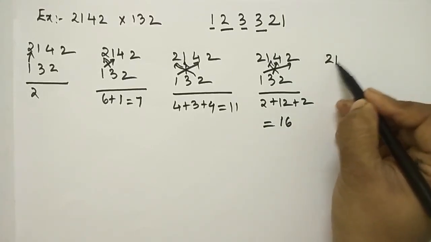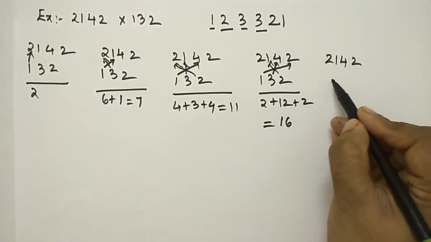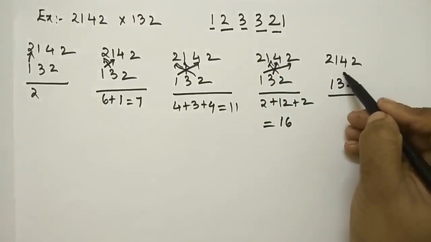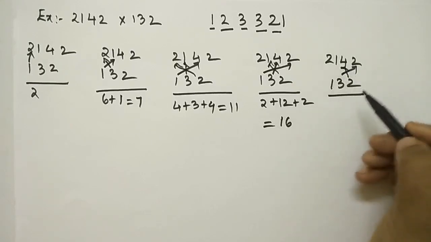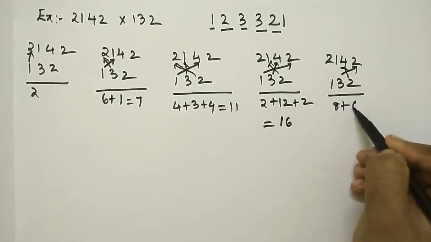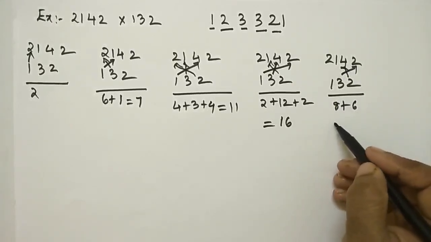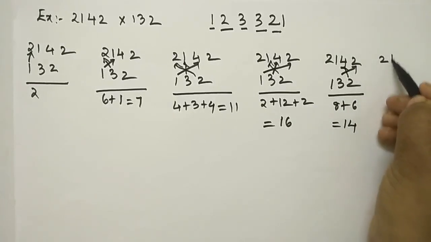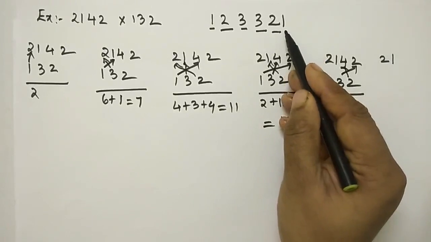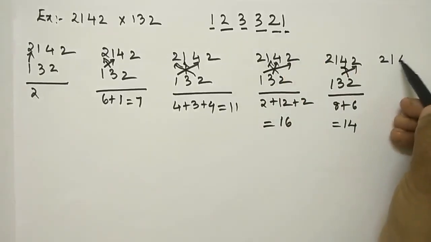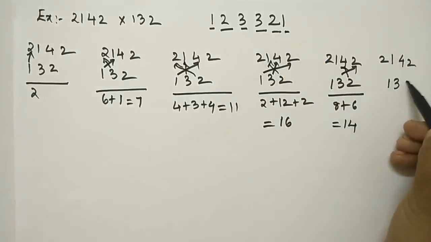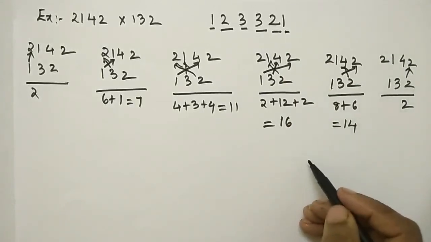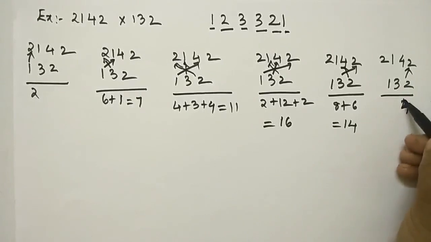Next 2 1 4 2 1 3 2. The pattern number is 2. So we have to multiply last two numbers. You will get 8 plus 6. This is equal to 14. Next, last number. One more pattern is there, that is 1. 2 1 4 2 1 3 2. This will be 2. Okay? Sorry, 4.